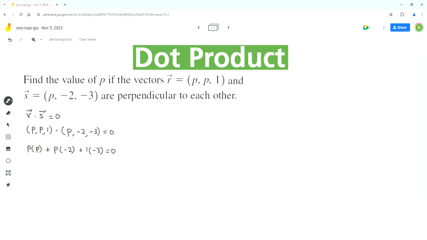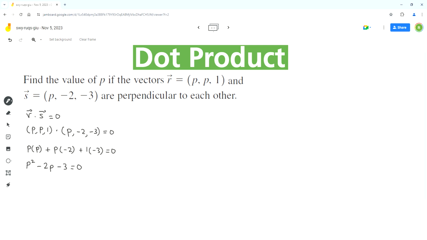Now we can simplify this expression. P times P is P squared. And P times -2 is -2P. And 1 times -3 is -3. So we get a simple trinomial. So we have to solve this simple trinomial equation.